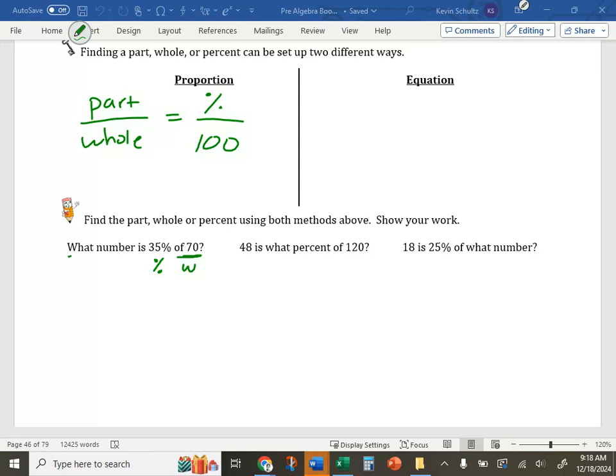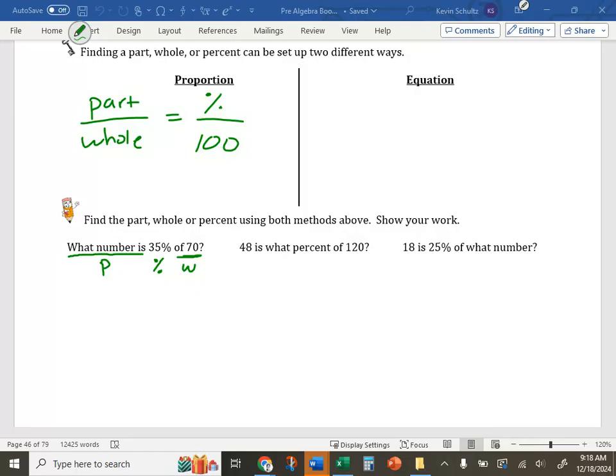Then we've got this other part here, what number is. That's our variable, that's what we don't know. And since 70 is the whole, 35 is the percent, what does the what number have to be? The part, the whole, or the percent? The part. It's the only thing left, right? Every percentage question, every percentage situation has a part, a whole, and a percent. Once you can identify those three pieces, you know what you're solving for. We don't know the part, that's what we want to find. Our percentage is 35, our whole is 70 because of that word of there.